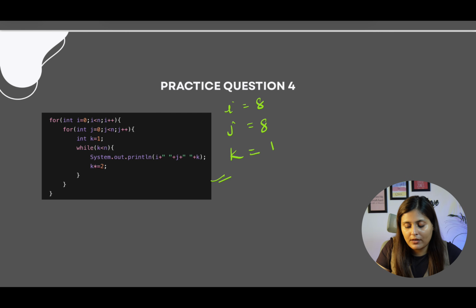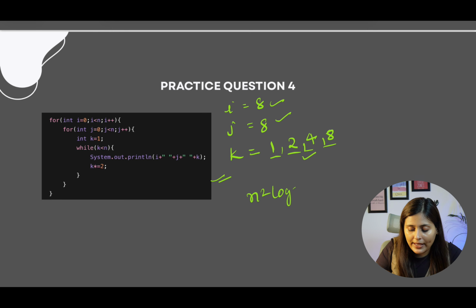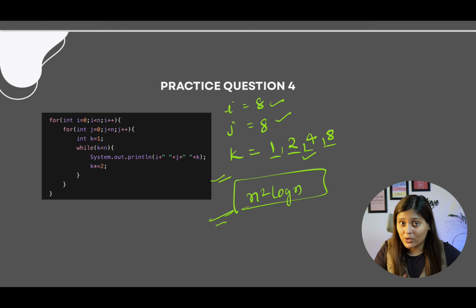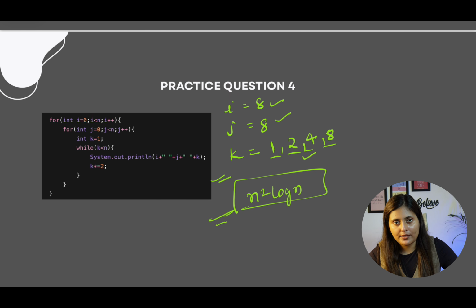So one time it will become 1, next time it will be 2, next time it will be 4, next time it will be 8. So we have run for only 4 times now. So this n and log n. So hence n square log of n. So this is how we actually calculate the time, by putting different values in the code. And this is how you are also expected to calculate. If you are doing this way, then congrats, you are right.